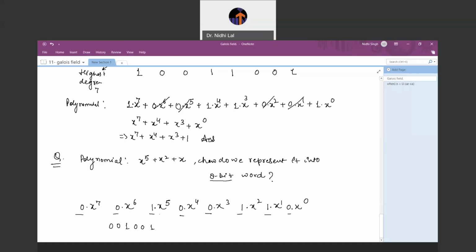What is 0, 0, 1, 0, 0, 1, and 1, 0? That is your answer. Very, very simple. And the polynomials are also associated with two operations.